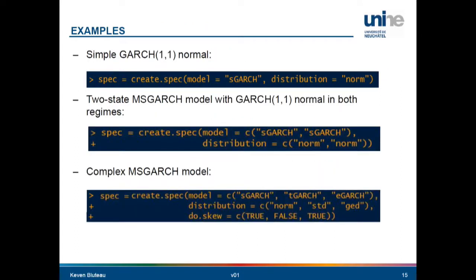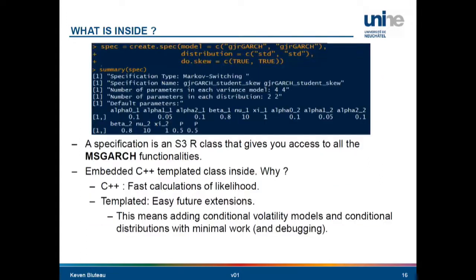So for example, we have the simple GARCH model, which I've shown you previously. We have the two-state MSGARCH model, which is two single regime GARCH models, but with the Markov chain that rules the switch between them. And we have a complex model with all sorts of variance models in every state, with different distributions, skewed or not skewed. So if you want to do a crazy type of model, you can do it also.